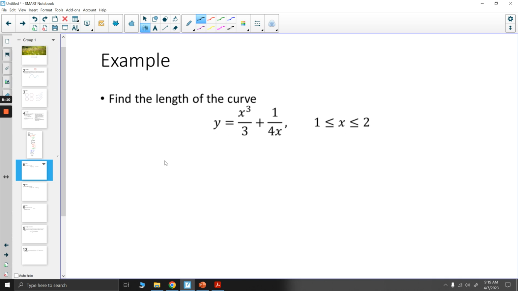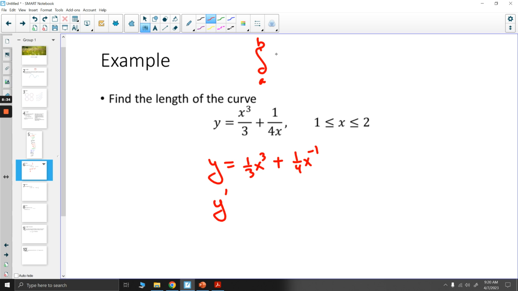So find the length of this curve. We have this thing here. Okay, so first thing I'm going to do is rewrite this. This is 1/3 x to the 3 plus 4x to the -1. Though that might be a little bit weird. So let's say plus 1/4 x to the -1. That's a little bit better. So we need to find our y prime.